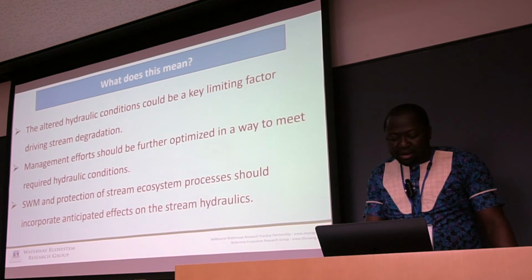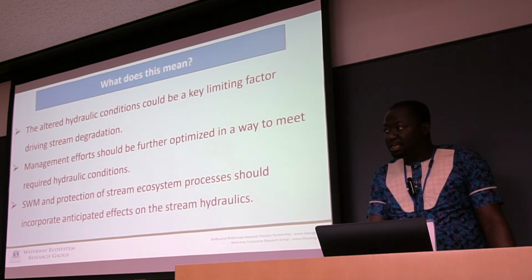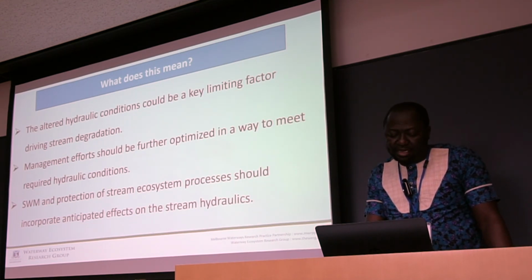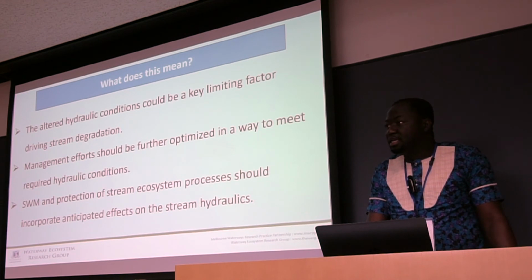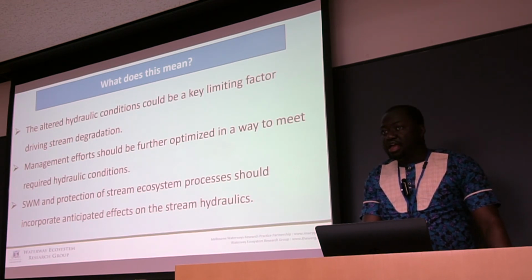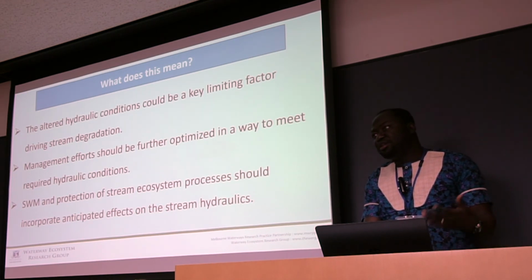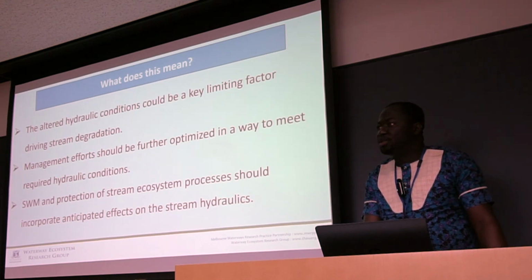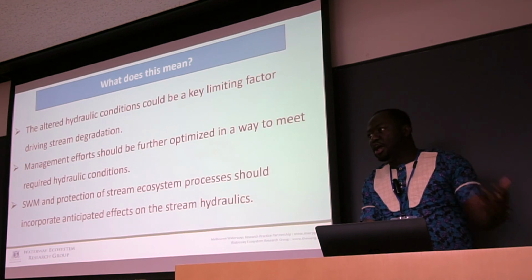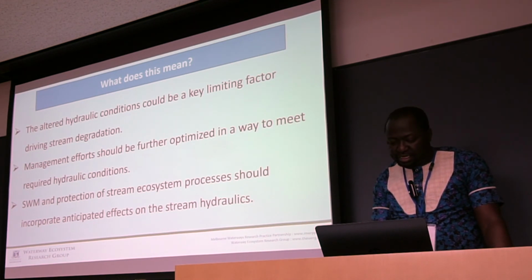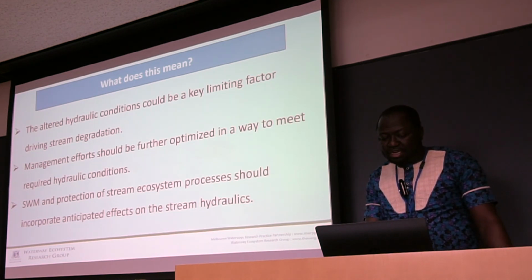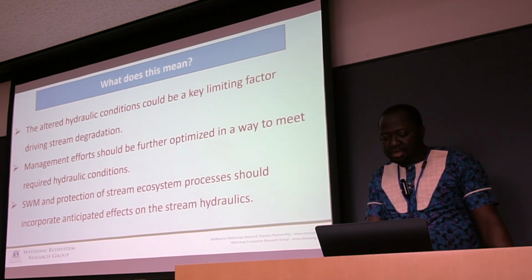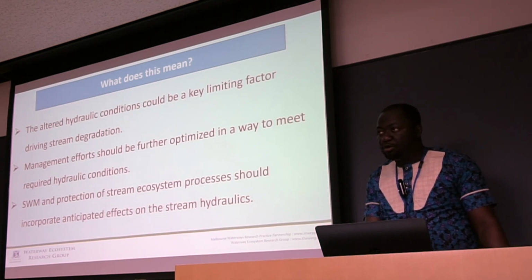So what does this mean? The altered hydraulic condition could be a key limiting factor driving stream degradation in urban catchments, compared to many of the studies that have been done in Melbourne, Australia, where normally they just connect it to water quality and also just flow metrics. And I propose that management efforts should be further optimized in a way to meet required hydraulic conditions.